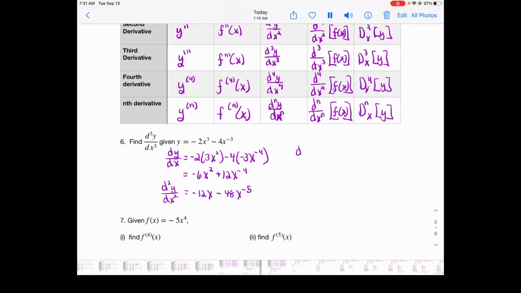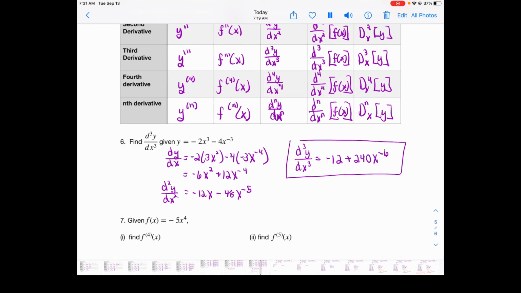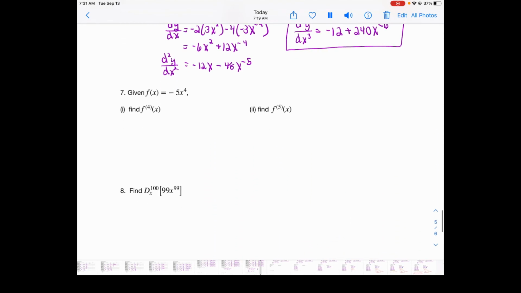And now the question asks me to find the third derivative of y with respect to x. So I'm going to do it one more time. I'm differentiating the last answer, and I get negative 12 plus 240x to the negative 6. Now, since this has a negative exponent in the original problem, I can keep this in a negative exponent.